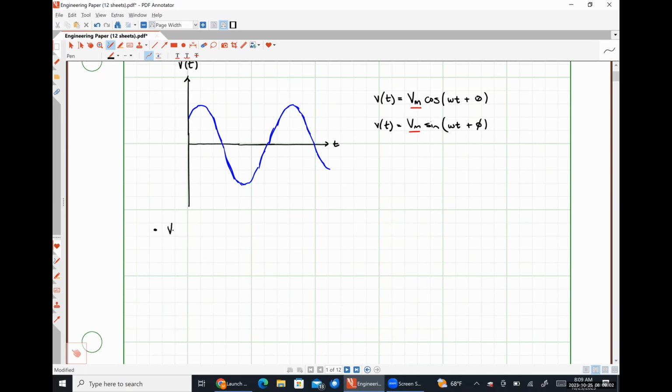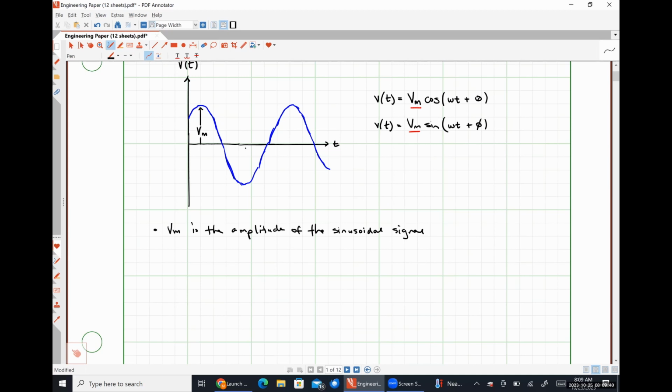So V sub m is the amplitude of the sinusoidal signal. Okay. So what I mean by that explicitly is it's the distance between our horizontal axis and the peak value of our signal.